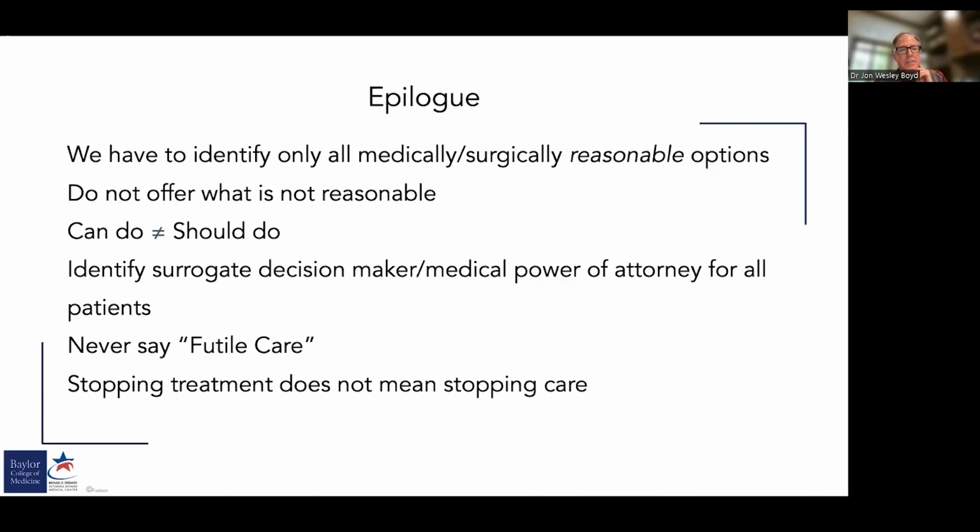And finally, I'll just stop here. Again, we don't have to offer all medical and surgical treatments, only the reasonable ones are the ones that ought to be offered. Just because we can do something doesn't mean we should do it. We should identify a surrogate decision maker and medical power of attorney for any patient who is lacking capacity. Again, to repeat, we should never say futile care. We should only say certain treatments are futile. Care is not futile. And also stopping treatment, again, does not mean stopping care.